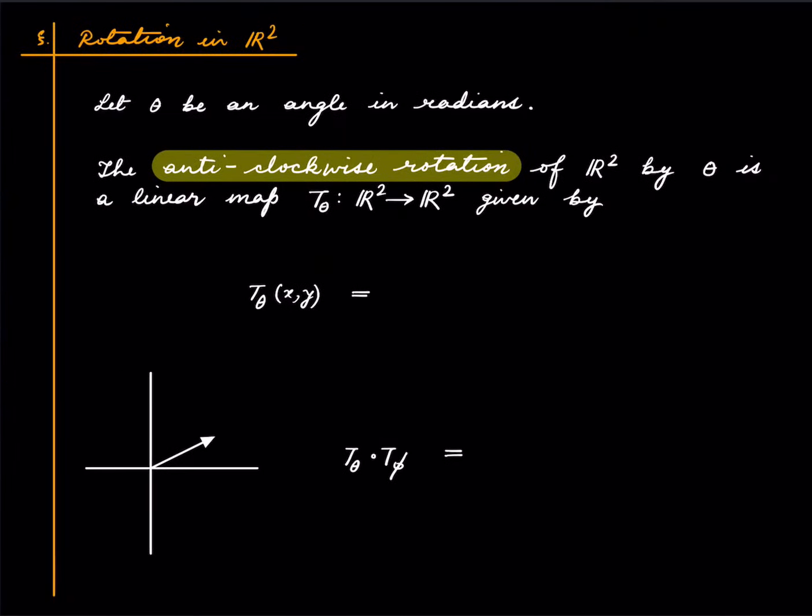So in this lecture we'll be discussing something called the orthogonal group of R2. Let me just start. Let theta be any angle measured in radians. Then the anti-clockwise rotation of R2 by the angle theta is defined as a linear map, which is given by the following equation. So this is a 2 by 2 matrix.